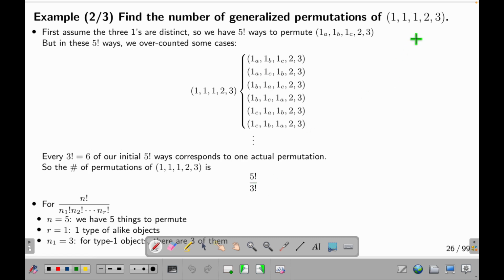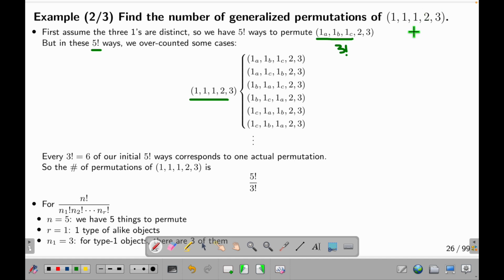Now, what about this? I have 1, 1, 1, 2, 3. The 1 is repeated 3 times. So as the first step, I treat them as different things. So I have 1A, 1B, 1C. So they are not the same thing. How many things here? 5 things. 5 factorial. Okay? But now for 1, 1, 1, these 6 arrangements are the same. Why are there 6? Because there are 3 things. How many permutations are there inside these 3 things? 3 factorial, which is 6. So these are all the 6 possible versions of 1, 1, 1, 2, 3.